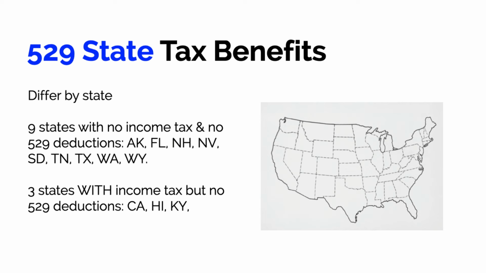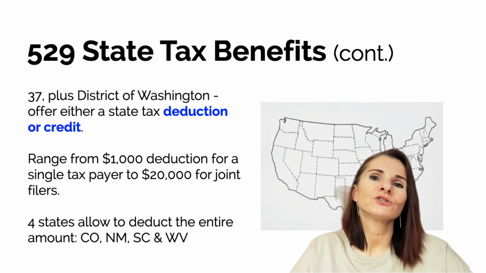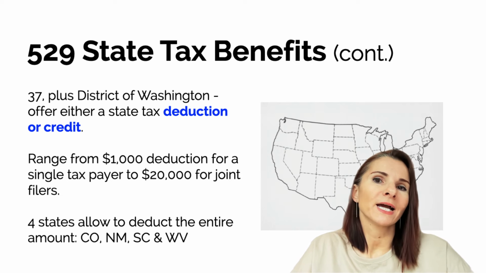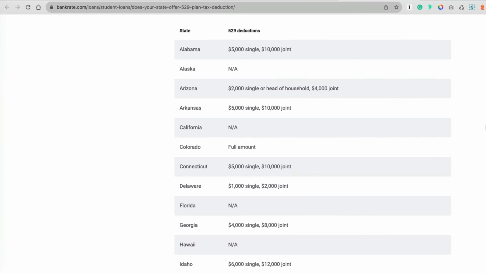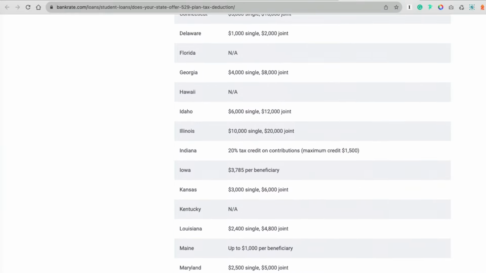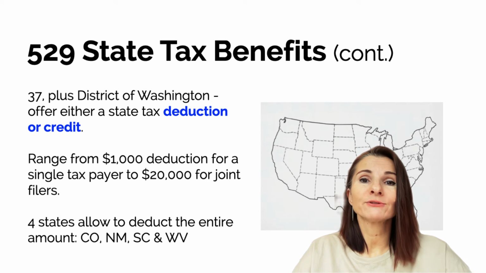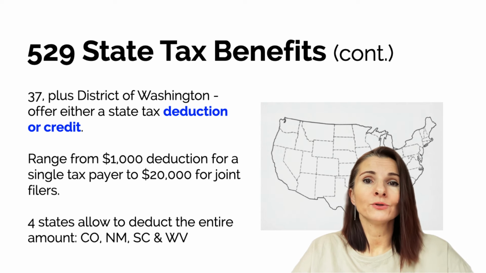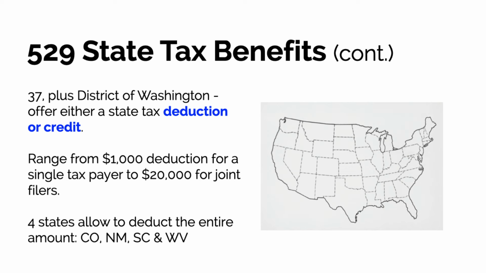3 states that do charge income tax but do not have 529 state tax deductions are California, Hawaii, and Kentucky. However, the other 37 plus District of Columbia do offer either a tax deduction or tax credit. Many range from as little as $1,000 for a single taxpayer to a maximum of $20,000 for joint filers. And there are also a few that are extremely generous. They will allow you to deduct the full amount of your contribution from your state taxes. That's Colorado, New Mexico, South Carolina, and West Virginia.